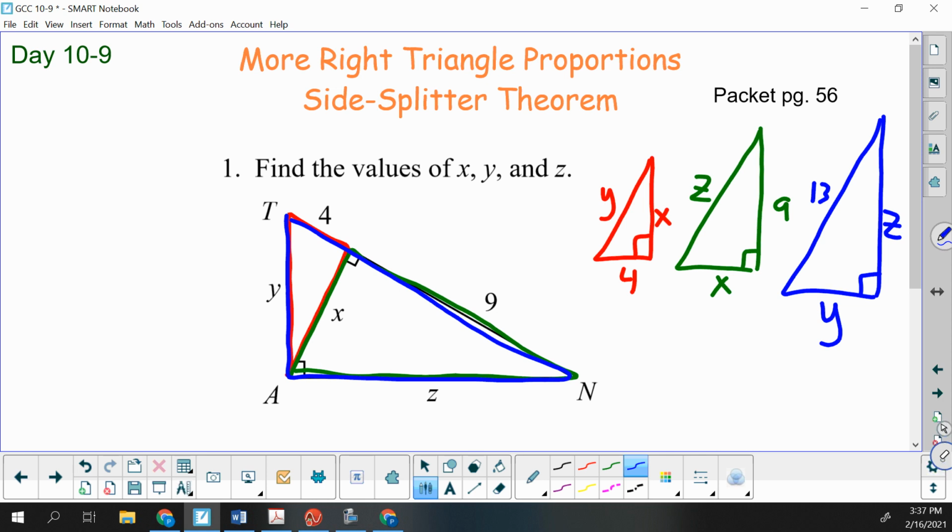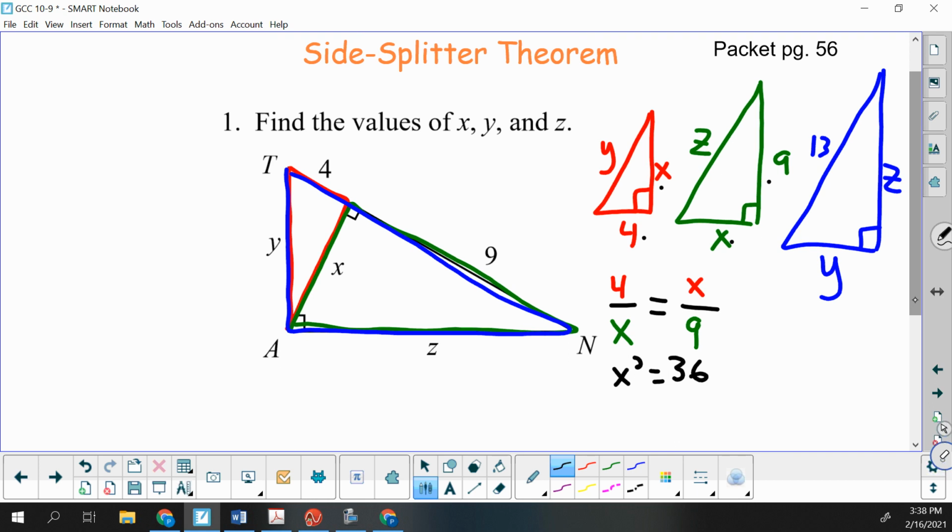Well, notice if we use the red and the green, and we use the short leg and the long leg, so use this, this, this, and this, our only variable will be x. So we can do 4 from the red matches with x from the green. And then x from the red matches 9 from the green. Cross multiplying gives us x squared equals 36. And if we take the square root, we get x is 6. So everywhere we had an x, we now have a 6.